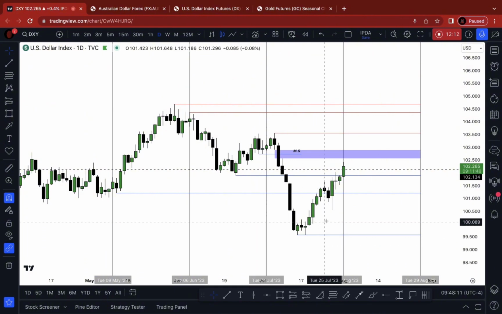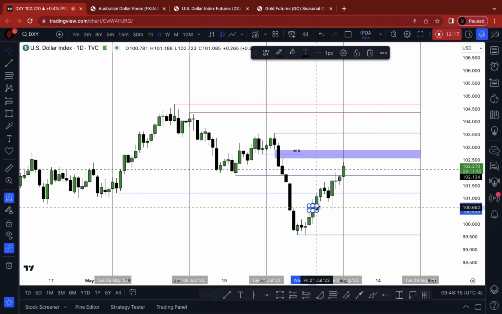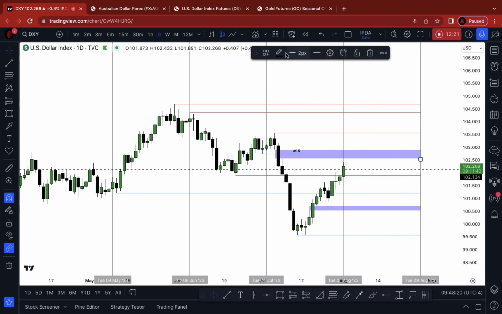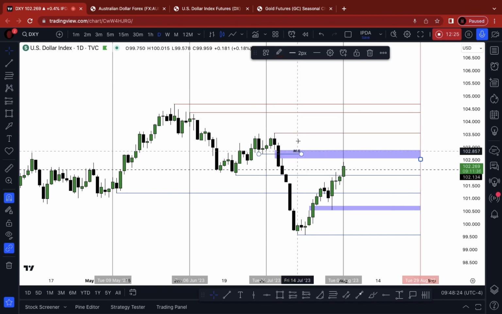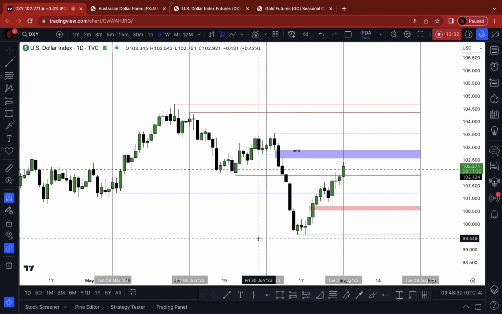Now looking below equilibrium, this dashed line, to look for any discount PD arrays that we have. So is there any discount PD arrays that we have? We do. We have this here. And we see price recently respected. Now, just because we saw price trade into it and respect it doesn't mean it can't be something that can influence price later on in the future. So that fair value gap there.